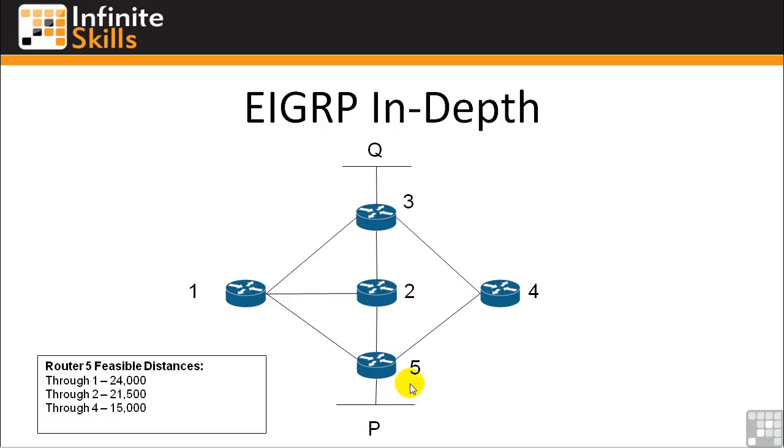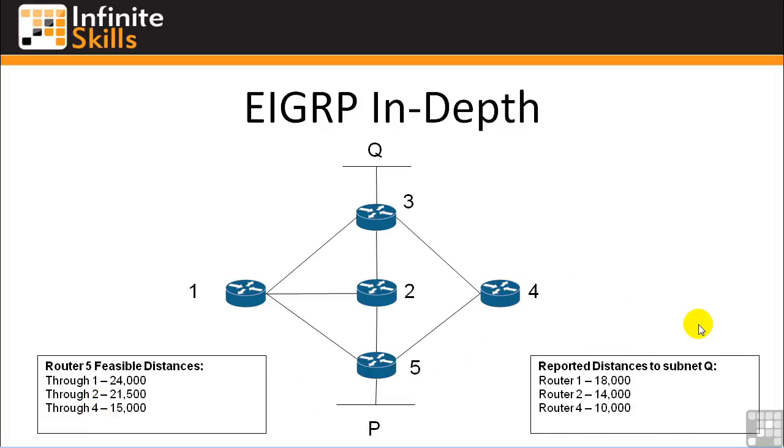Router 5 computes the feasible distances for each of its neighbors. Through router 1, the feasible distance is 24,000, and these route numbers generally don't come out to be this nice and round. When we actually put this in the lab, you'll see that these metrics, while they are huge like this, don't ever come out to be round numbers unless it's just a fluke. So router 5's feasible distance through router 1 is 24,000, through router 2 is 21,500, and through router 4 is 15,000. We also have the reported distances to subnet Q. Router 1 reports 18,000, router 2 reports 14,000, and router 4 reports 10,000.